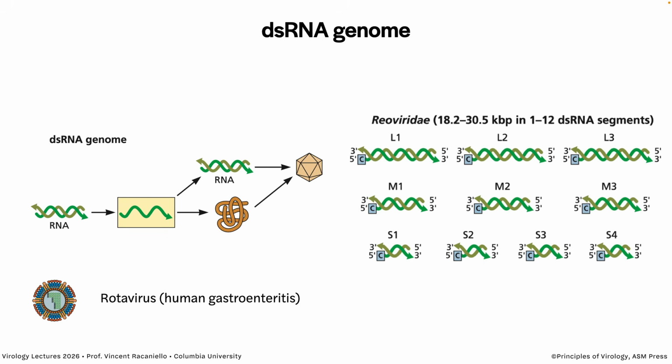A very important virus with double-stranded RNA are the rotaviruses, causative agents of human gastroenteritis. This is mostly happening in very young kids. We used to have 70,000 cases a year in the US of gastroenteritis in young children caused by rotavirus, and the use of the rotavirus vaccine has completely eliminated that.